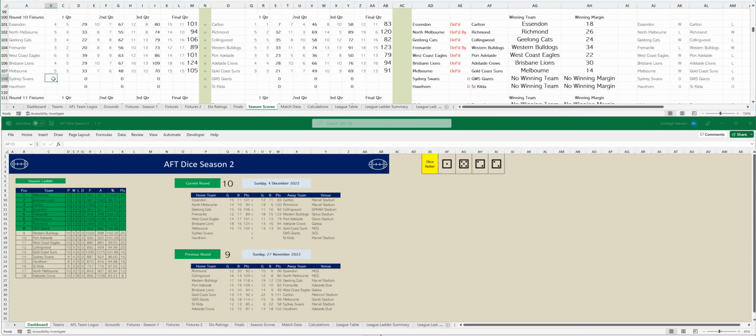It is Sydney versus Giants. It's the Battle of the Bridge. Let's go to the first quarter. Sydney have kicked 3 goals, 3. Giants have kicked 5 goals, 4. Let's go to the second quarter.